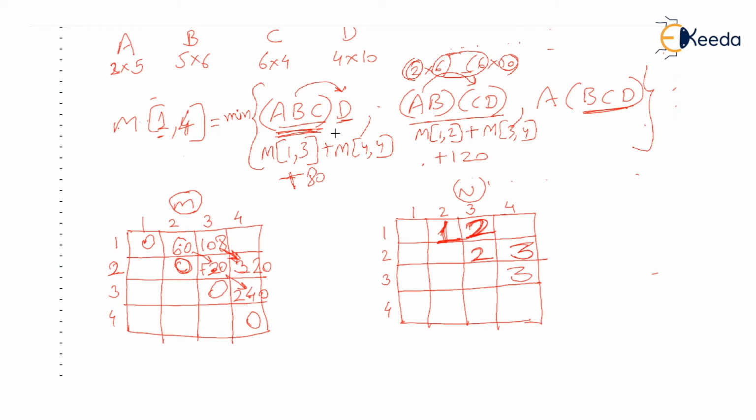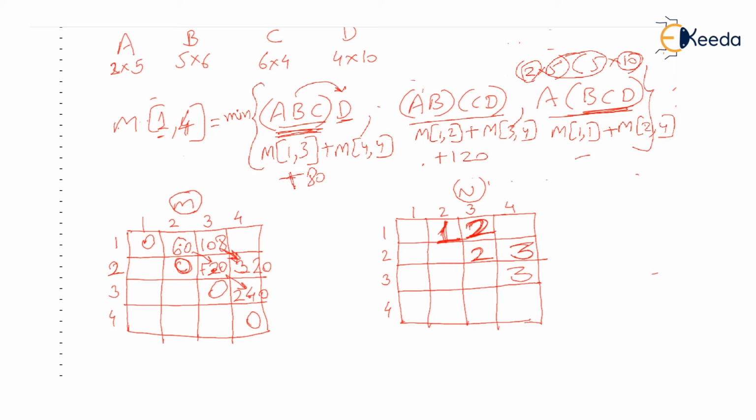And finally where we are is that we will be having this A, B, C, D, isn't it? Now A is nothing but M11 plus BCD is M24, and finally you are going to multiply A with BCD. Now A is clearly 2 cross 5, correct? And BCD, result of BCD is going to be 5 cross 10. So the number of multiplications will be 2 into 5, which is 10, into 10, which is 100.